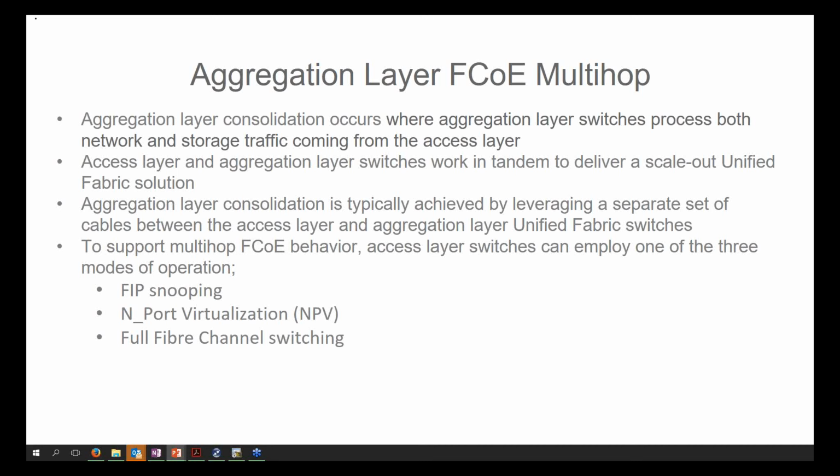The aggregation layer consolidation is typically achieved by leveraging a separate set of cables between the access layer and the aggregation layer fabric switches. But to support multi-hop FCoE behavior, access layer switches have to employ one of three modes of operation: either FIP snooping, endpoint virtualization, or full Fibre Channel switching.